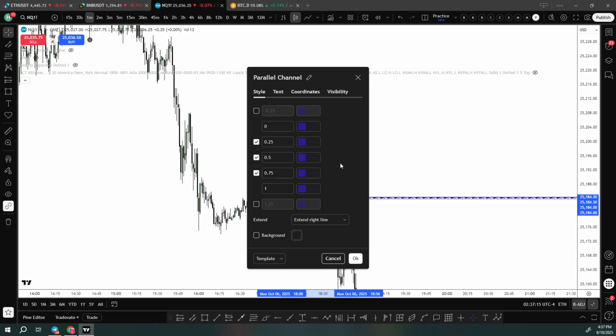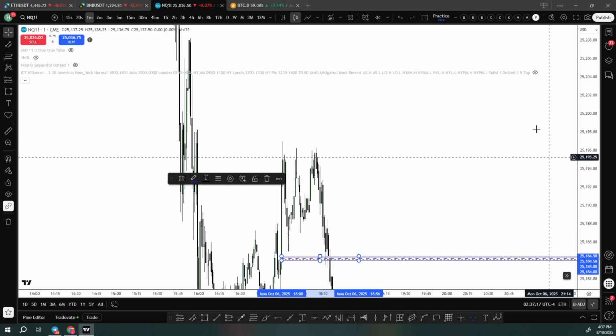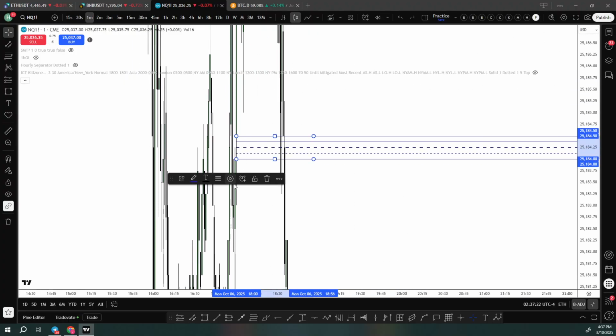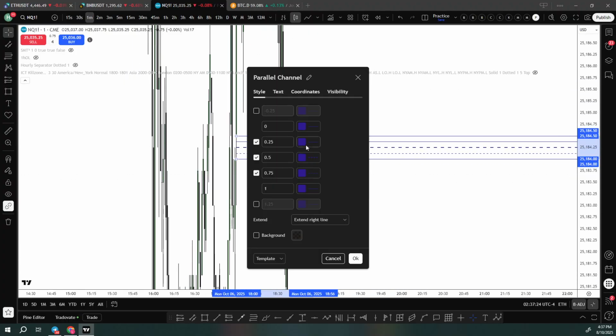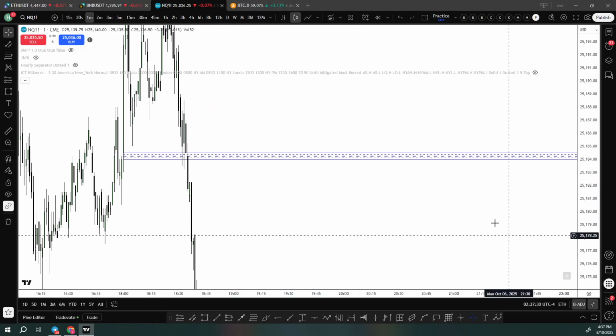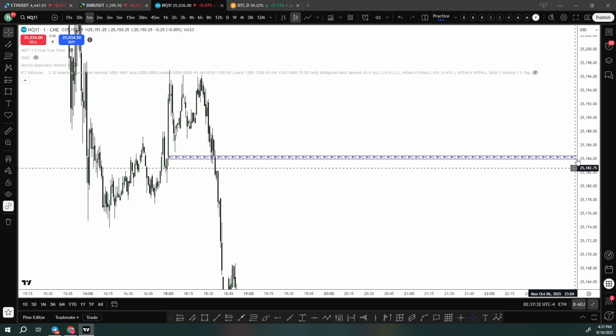Real quick, I didn't know they had these settings here. You could grade it like this. Cool. All right, let's not get too distracted here.